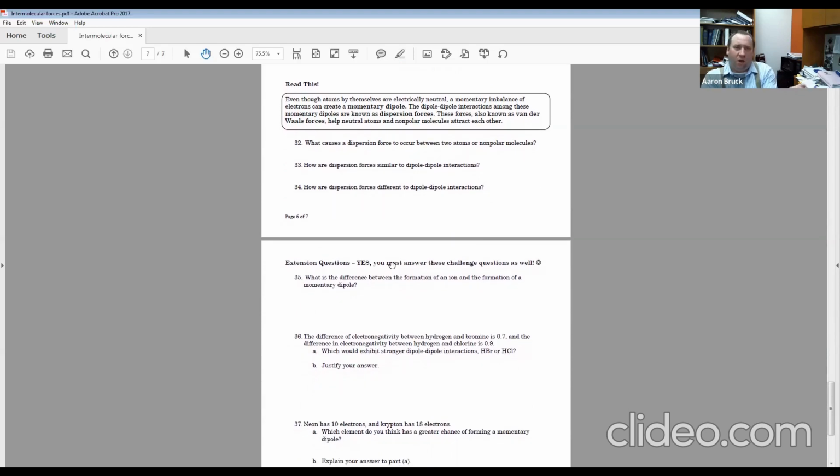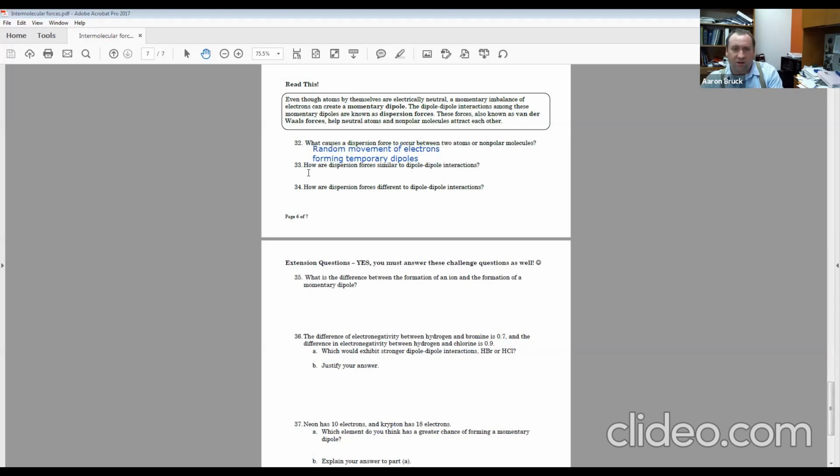So even though atoms themselves are electrically neutral, this momentary imbalance creates what is called a momentary dipole or a temporary dipole. And those interactions are known as dispersion forces, sometimes referred to as van der Waals forces, to help those molecules attract each other. So what causes this dispersion force to occur? Random movement of electrons forming temporary dipoles.